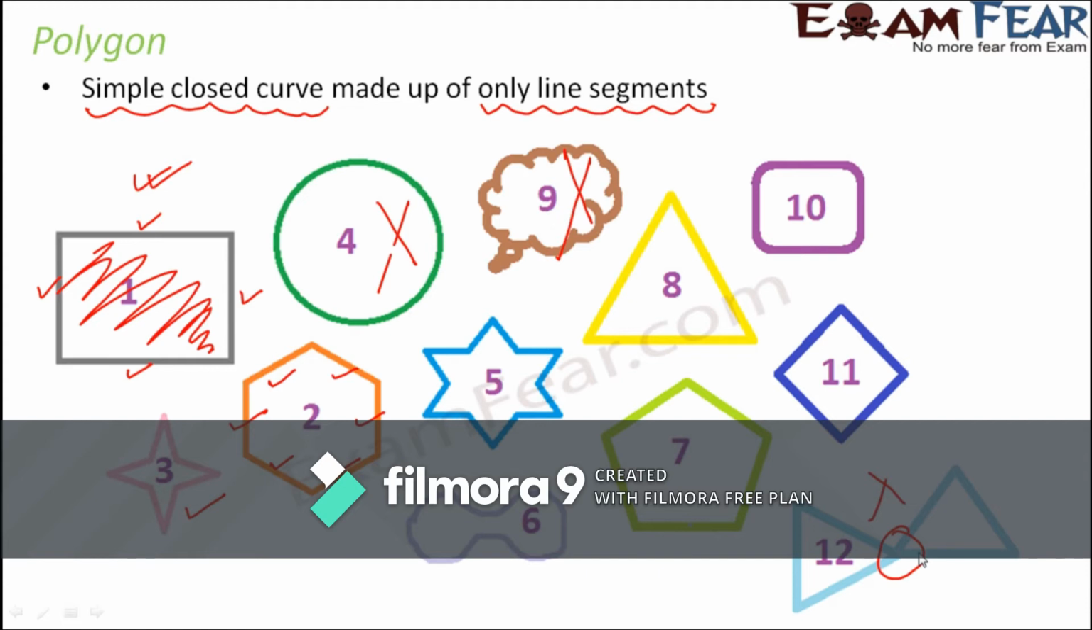Many a times children think that in order to become a polygon, the most important criteria is that they should be made up of line segments. So the moment they see line segments, they think that it is a polygon. But to become a polygon, all the three criteria should be matched. It should be a simple curve, it should be a closed curve, it should be made up of only line segments. Similarly, let's look at image number 5.